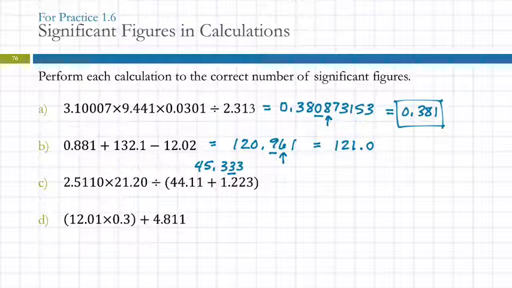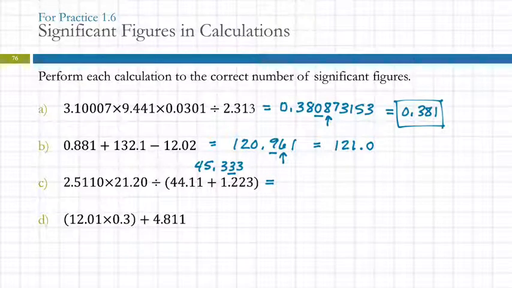So now I can take and do the whole thing. 2.5110 times 21.2 divided by 45.333. And instead of writing down all the garbage, I'm going to anticipate multiplying and dividing with this number. We're looking at fewest number of sig figs, right? This one has 5, this one has 4, this one has 4, because we're only going to count up to the underline. So my answer should have 4 significant figures.